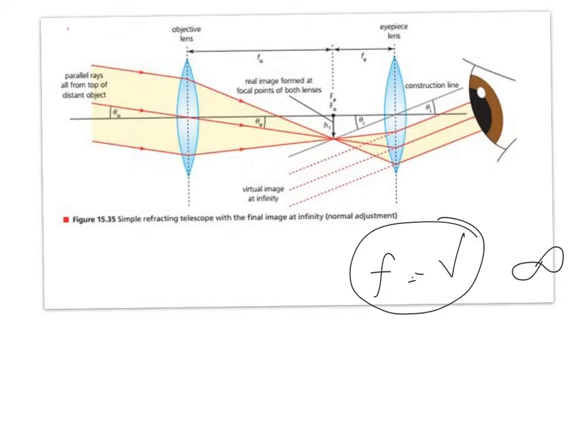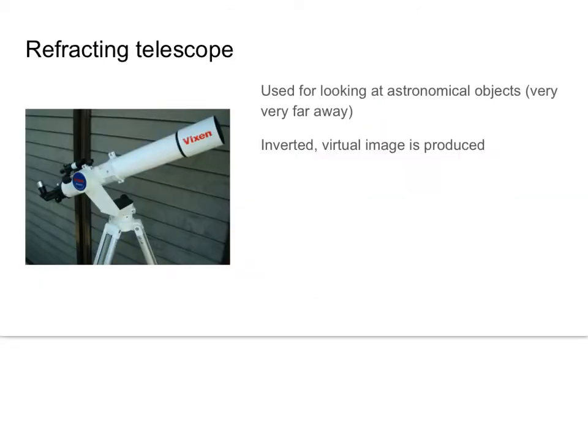This is not a very common diagram to have to construct, but just remember that the one consistent construction ray is the central one through here and through here. Your final image is an inverted virtual image, which is used for looking at very far away astronomical objects.